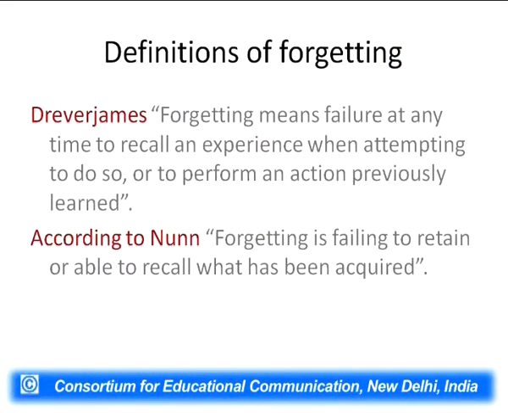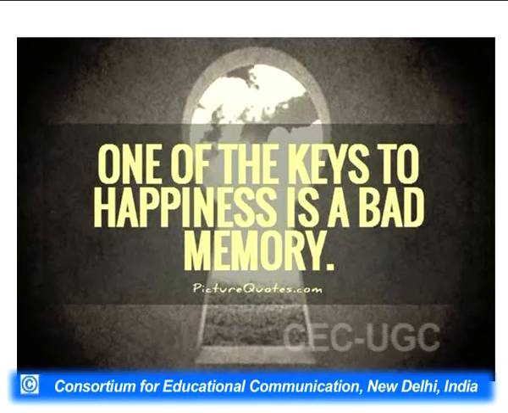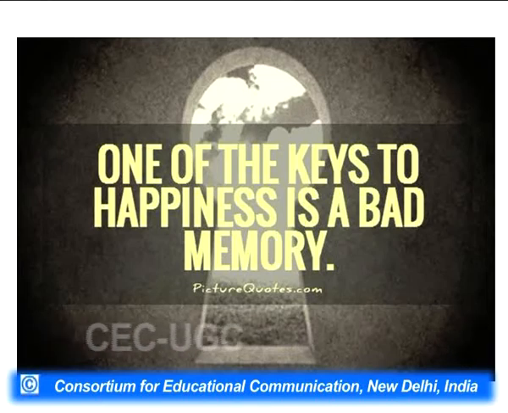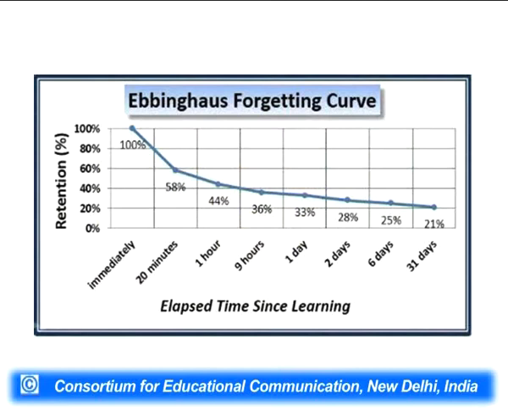Let us see. First, we will see how the various psychologists have defined forgetting. Driver James says, forgetting means failure at any time to recall an experience when attempting to do so, or to perform an action previously learnt. According to Nunn, forgetting is failing to retain or to be able to recall what has been acquired. See in this picture, one of the keys to happiness is a bad memory. It is somewhat a satire, like it is said that if you want to remain happy, you should have a bad memory, in the sense that you have to forget the painful experiences, the painful memories.